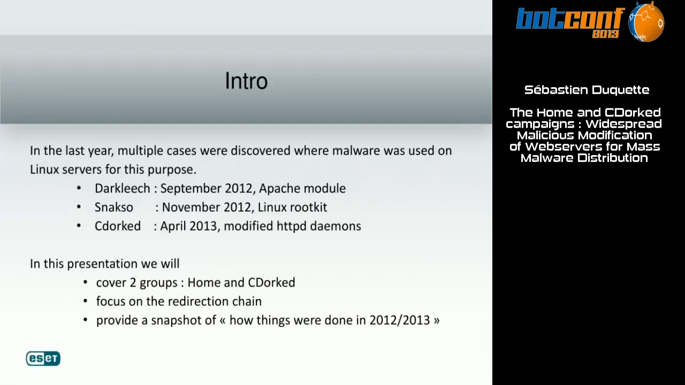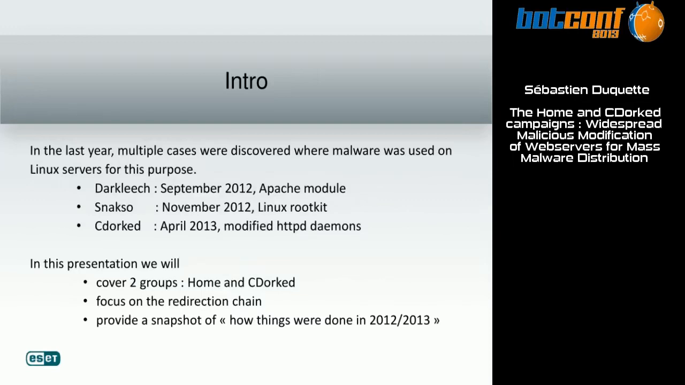But in the last year and a half now, we found multiple cases where malware was used on Linux servers for this purpose. The first documented case is a module called Leech. It's an Apache module that was first documented in September 2012. Then there was another one called Snaxo, which has a Linux rootkit component and also does iframe injection. And finally, CDorked in April 2013, which does the same thing.